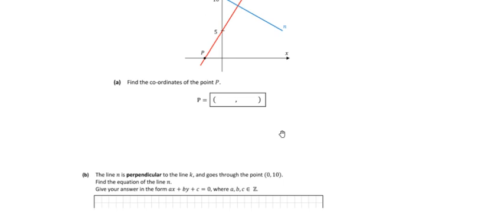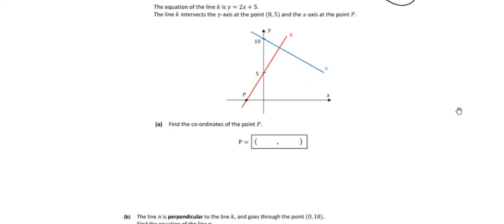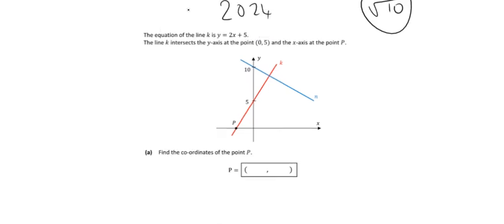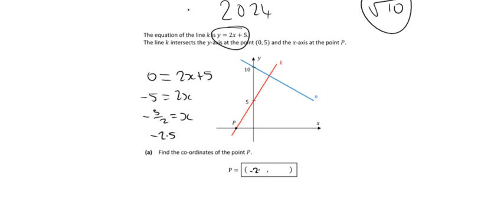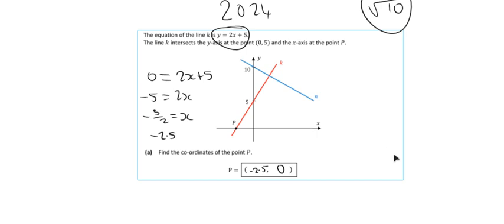This also came up in 2024 as a different question. Find the coordinates of the point P. Well, we had to sub in, because it's on the x-axis, everywhere on the x-axis y is equal to 0. Therefore, if I let y be equal to 0 from this, then 0 is equal to 2x plus 5. Bring the 5 across, it becomes minus 5 is equal to 2x. And then bring the 2 over, so minus 5 over 2 is equal to x, so minus 2.5. So minus 5 over 2, 0 is the coordinates of P.